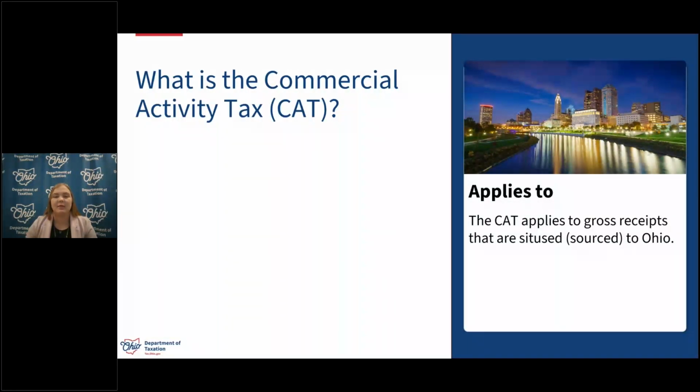Next, the CAT applies to gross receipts that are situs to or sourced to Ohio. You should report only receipts that are situs to or sourced to Ohio when you file the CAT returns. And then there is a little difference between what is considered gross receipts and taxable gross receipts.